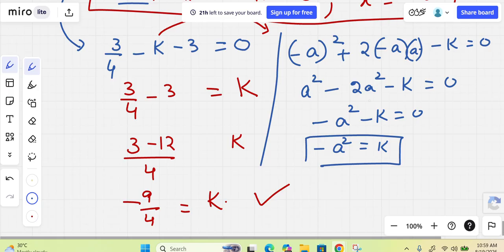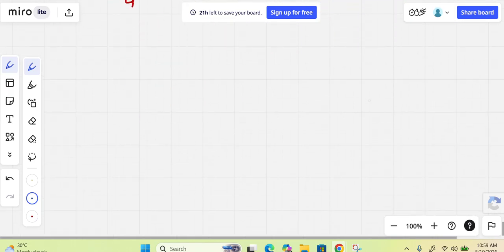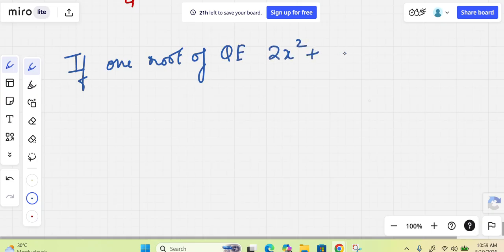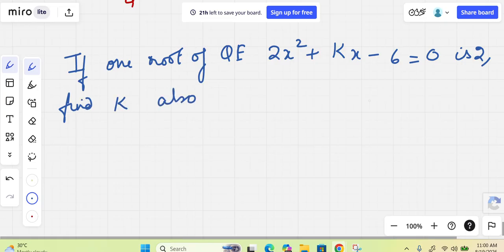So that is done. Now, the next question is the kind of question which comes: if one root of the quadratic equation 2x square plus kx minus 6 is equal to 0 is 2, that is, one of the zeros is 2, find k. Also find the other root. Can you please quickly do this?